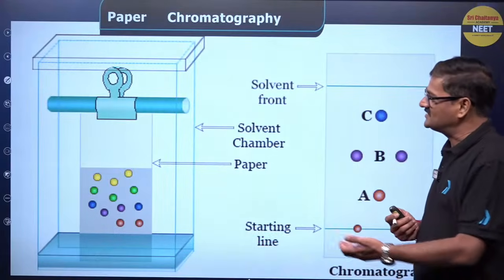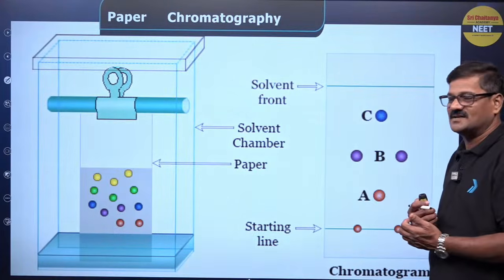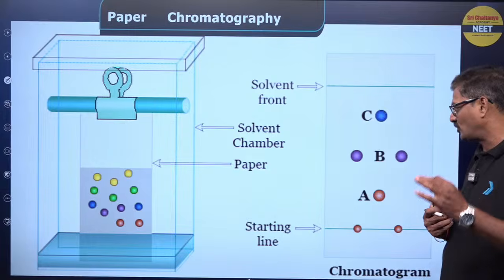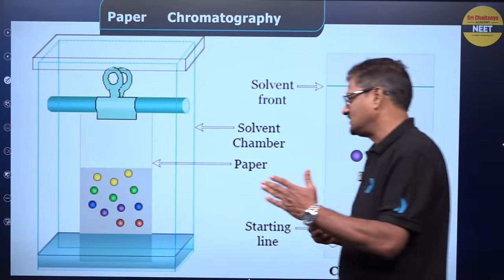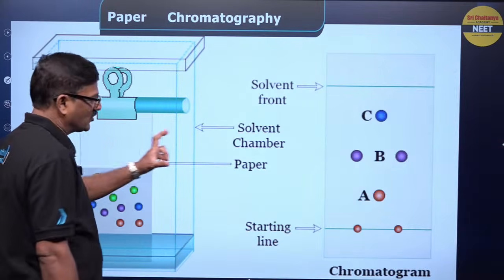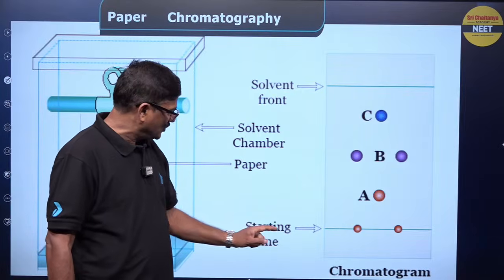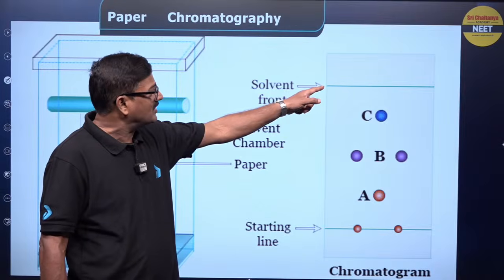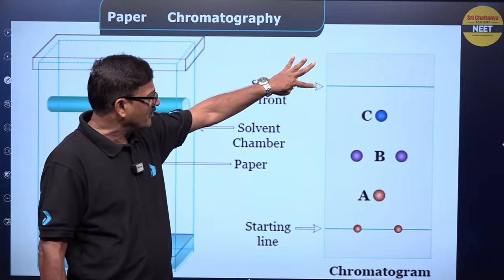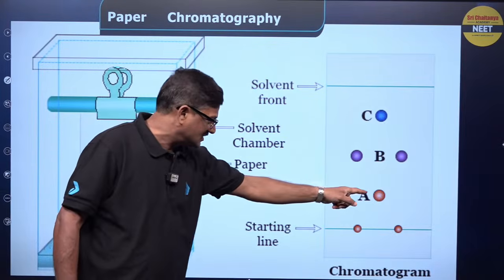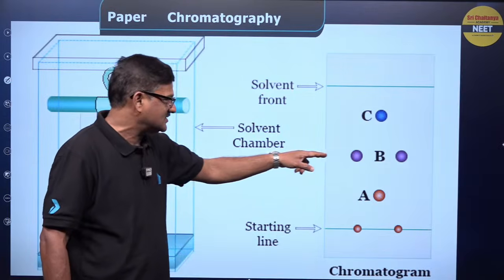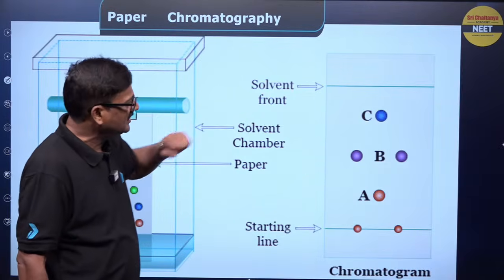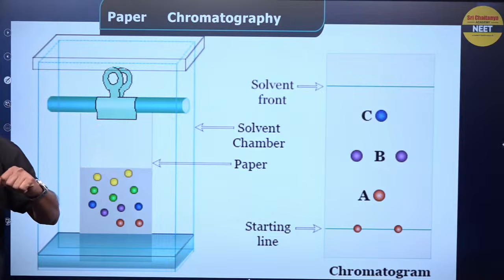Now let us see how paper chromatography is done, just like thin layer chromatography. Once this is separated, this is the chromatogram, you can see. This is the baseline, and this is what is called the solvent moved. That is called the solvent front, and this is the distance traveled by A, this is the distance traveled by C, distance traveled by B, like that you can say, right?